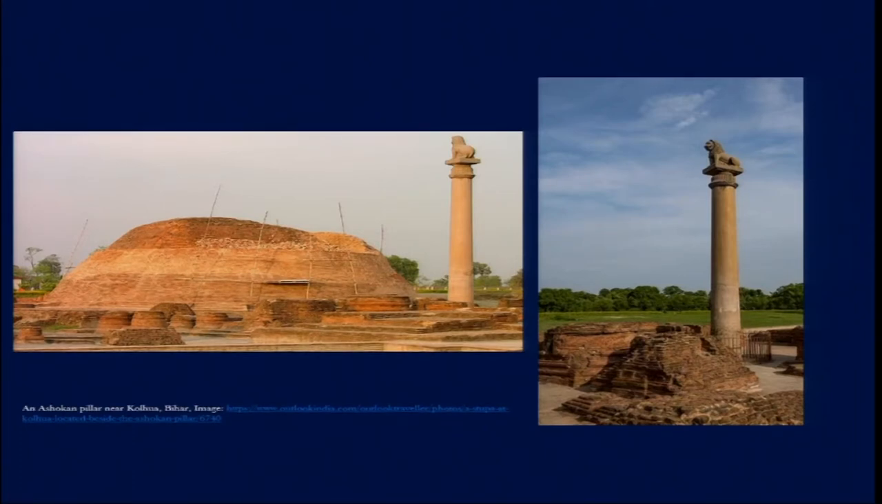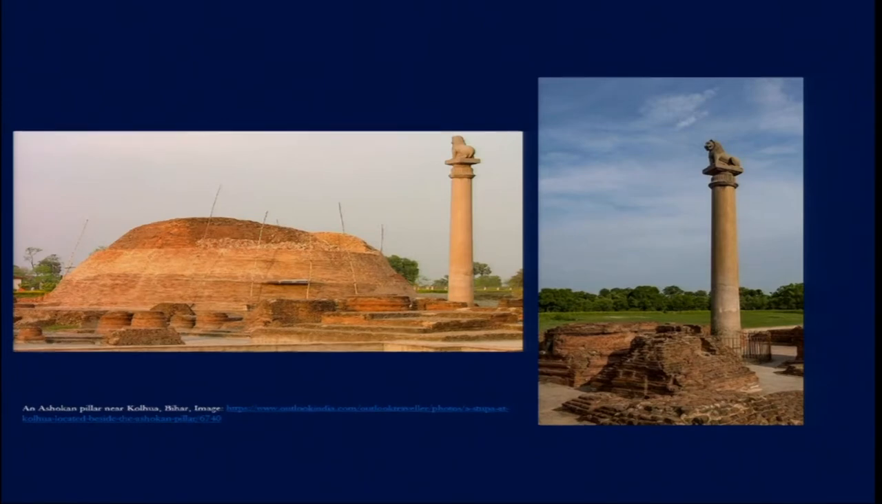the pillars usually follow a kind of template: how the body of the pillar is constructed, and then the lotus as a base for the animal motif that comes on the top of it, and then the execution of the animals.